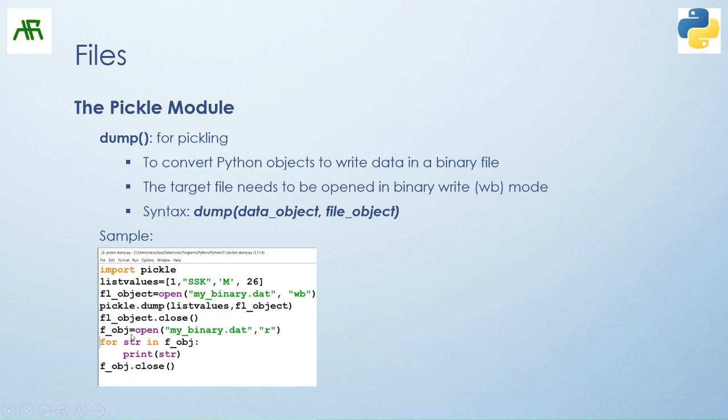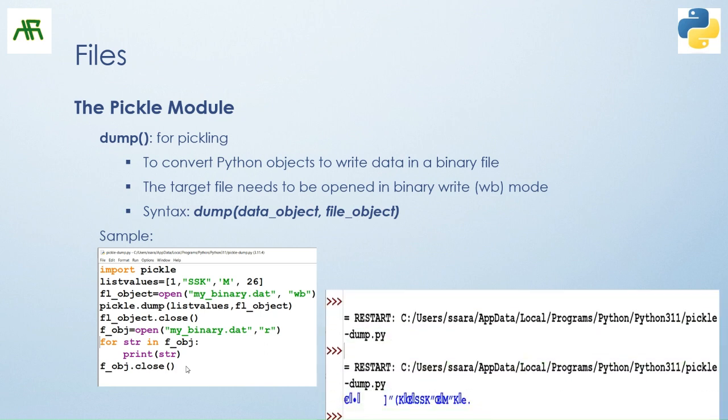Now I'm opening the binary file, the dat file, in read mode and printing the values. So what can we expect here? As we saw earlier, this is a byte stream or binary data, and we are not opening it in an editor or with the appropriate software, so it's going to look like junk.